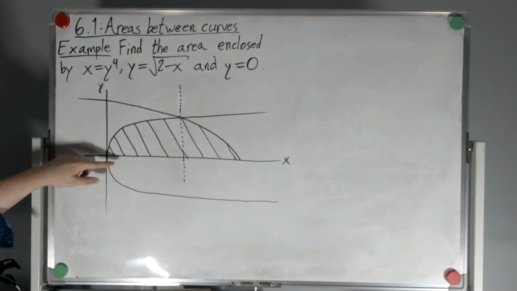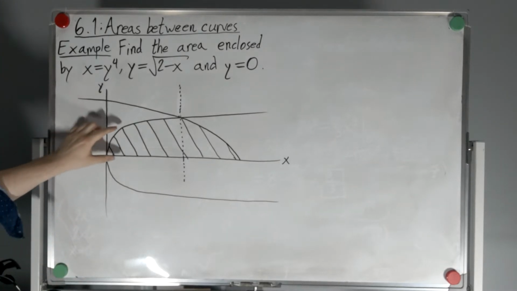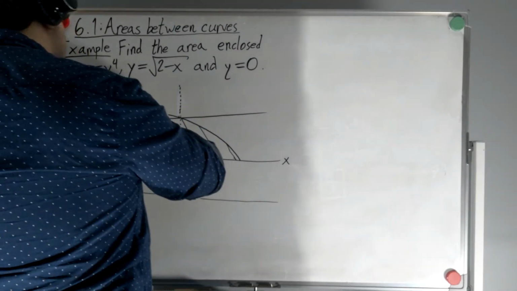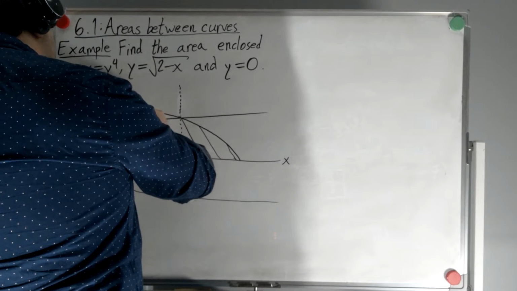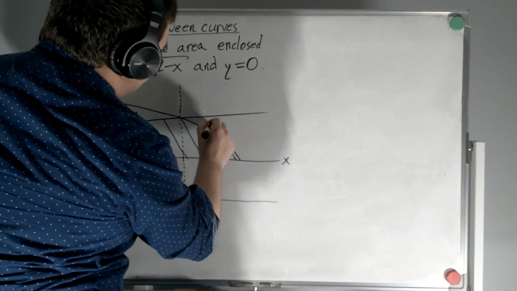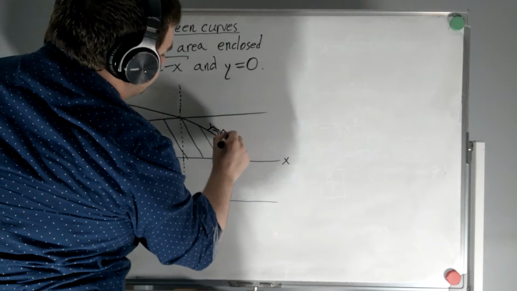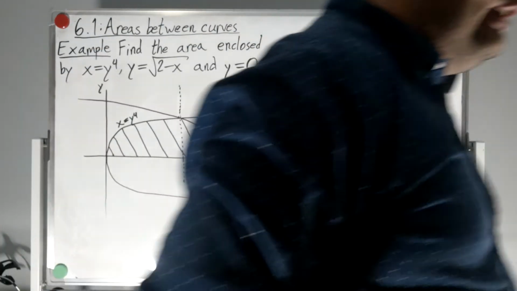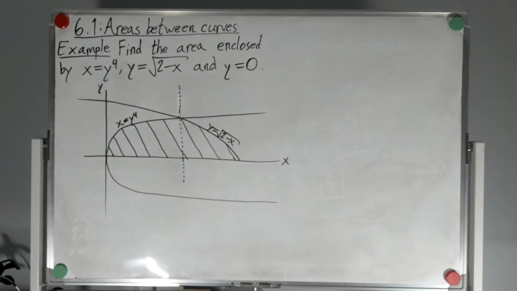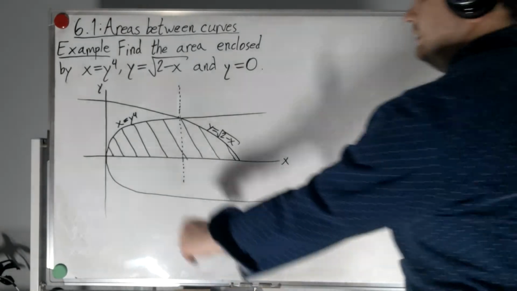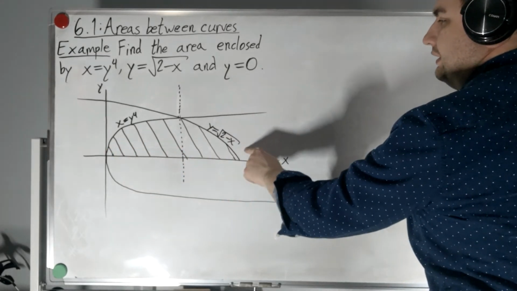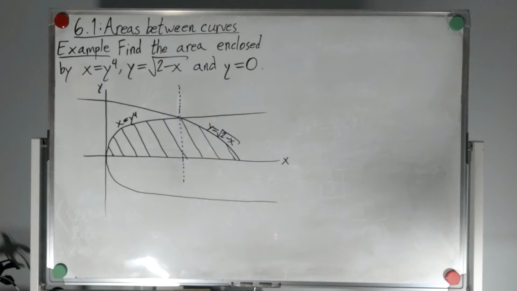So integrating from the floor to the ceiling, well, the ceiling is following a different equation depending on where you are. For this one, it's x equals y to the fourth, but for this one, it's y equals the square root of 2 minus x. Now, you can handle that in one way by just doing two different integrals and adding them together. You can just integrate from floor to ceiling from here over to here, and then from floor to ceiling from here over to here. That'll work.